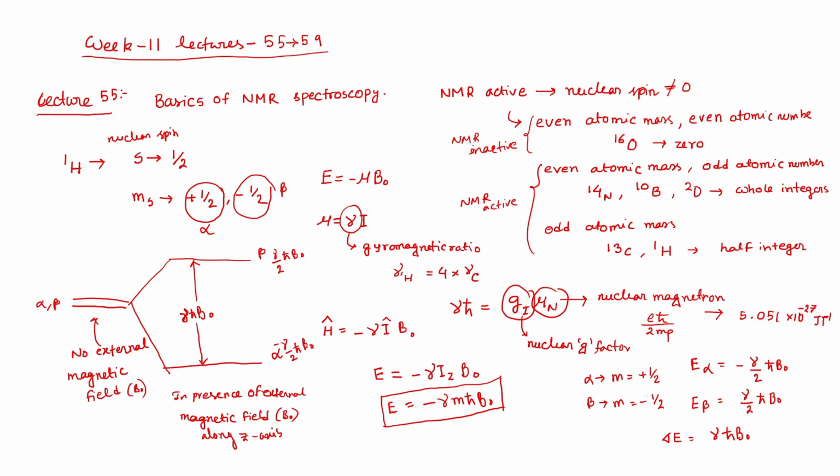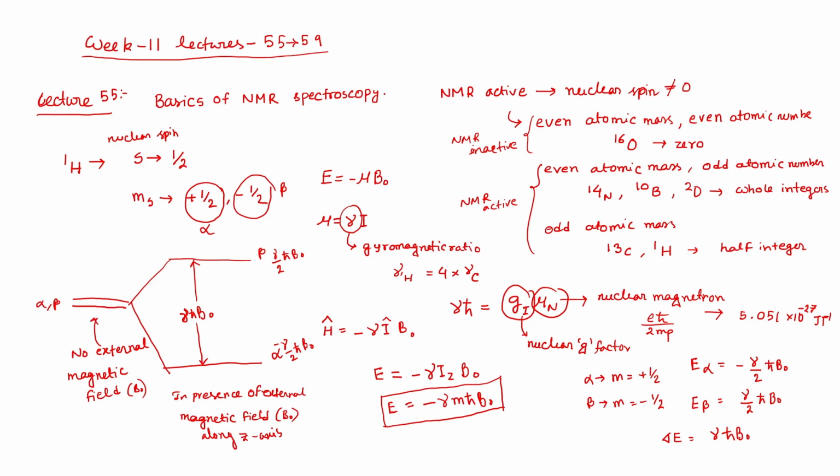But before that, we can understand that if we apply an external magnetic field along the z axis, then the degenerate alpha and beta nuclear spins are going to have some difference in energy, and they will split according to the value of the external magnetic field we are giving. This is what the splitting in nuclear spin means.